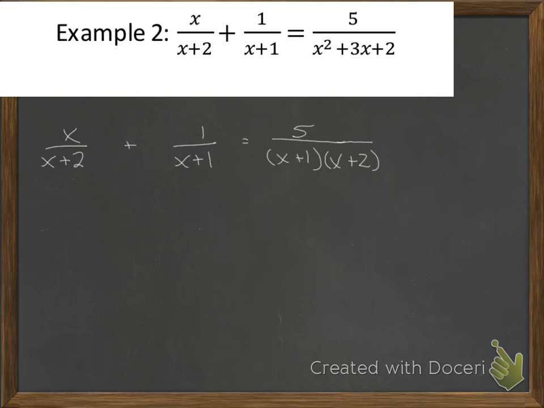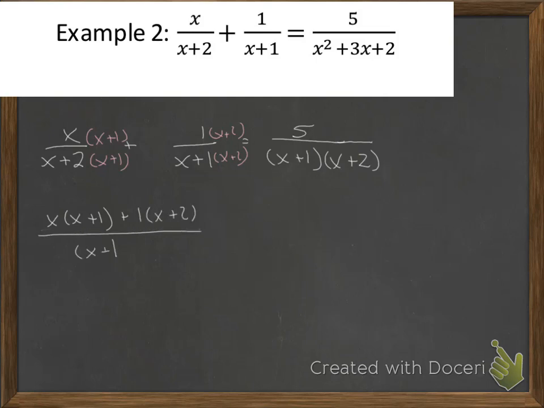Think about what you would want to do next. Maybe pause the video and jot down your thoughts and then unpause it. What we've done in the past when we were working with expressions, if you have an expression and not an equation, is find a common denominator. So we would multiply this by x plus 1 and this by x plus 2, and we would get x times x plus 1 plus 1 times x plus 2, all over x plus 1 times x plus 2, equals 5 over x plus 1 times x plus 2.